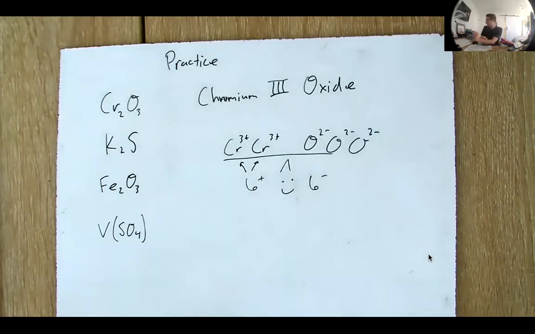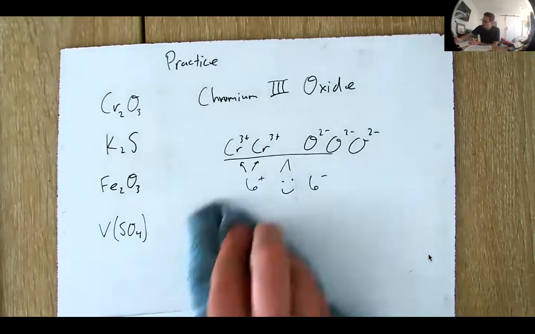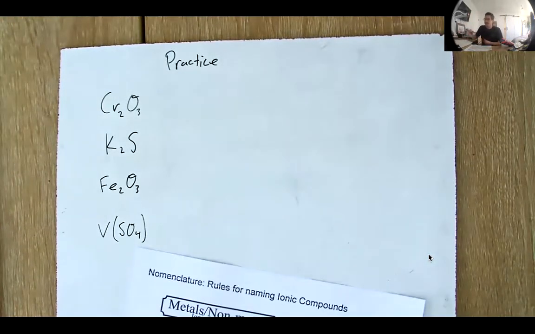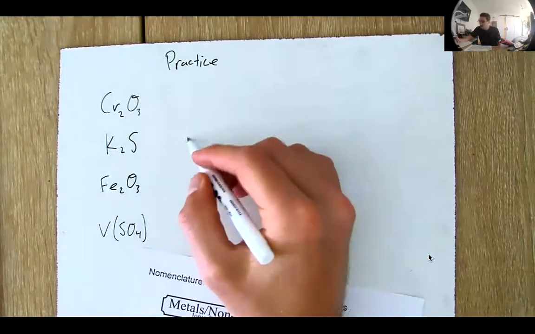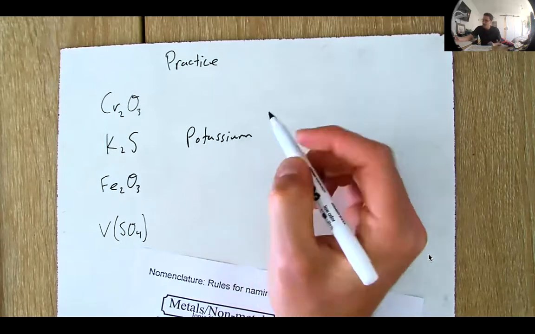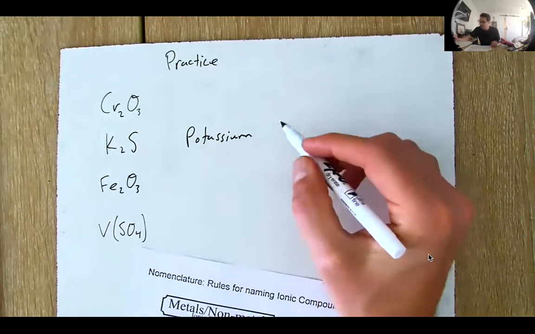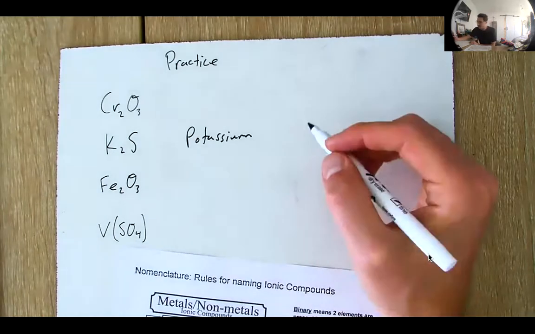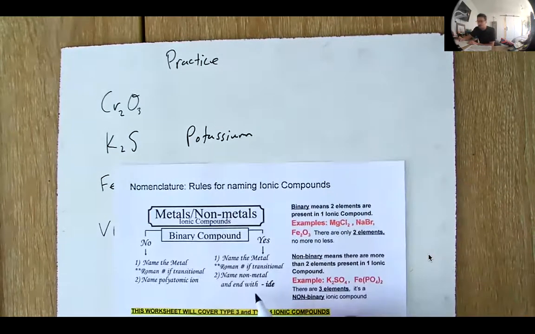Let's do the next example. Okay, next example is K for potassium, and S for sulfur, but we have to end the non-metal with the suffix ide. That's what it says right here.